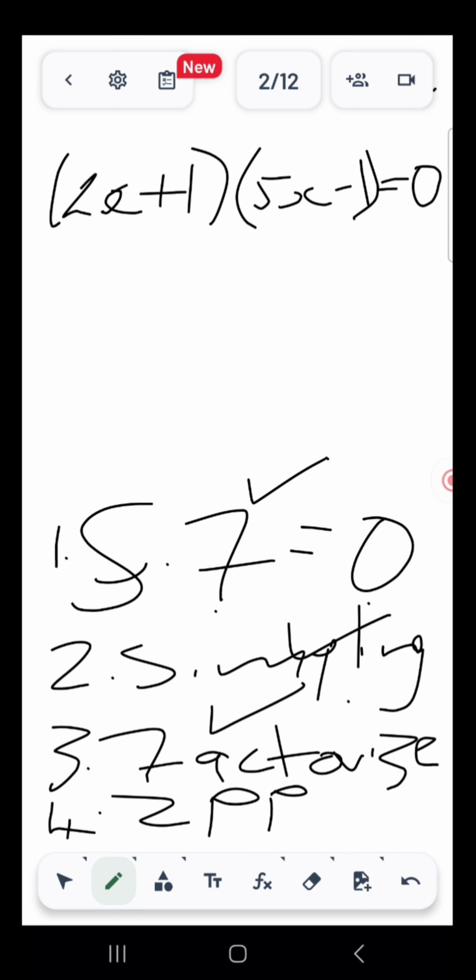So applying the zero product principle. This is a product: 2x plus 1 in brackets and 5x minus 1 in brackets. That's a product, so you must put 0 on each factor. That's why we call it the zero product principle. So we take the first factor.